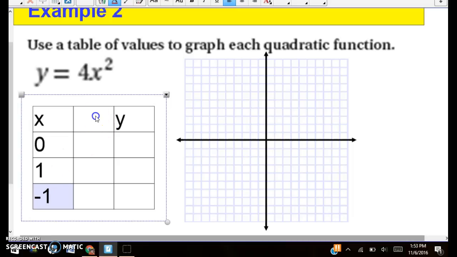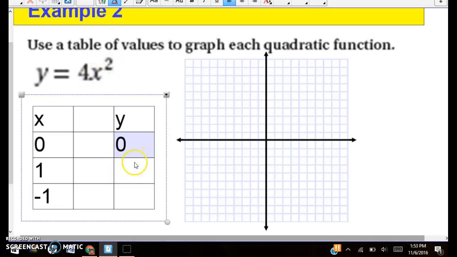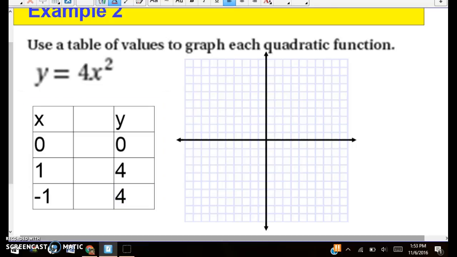Okay, so then if I put in 0 there, x squared, so 0 squared is going to be 0. 0 times 4 is 0. If I put in 1, 1 squared is 1. 1 times 4 is 4. I put in -1 for my x. -1 times -1 is +1. Oh, sorry, 4 times 1 is 4.